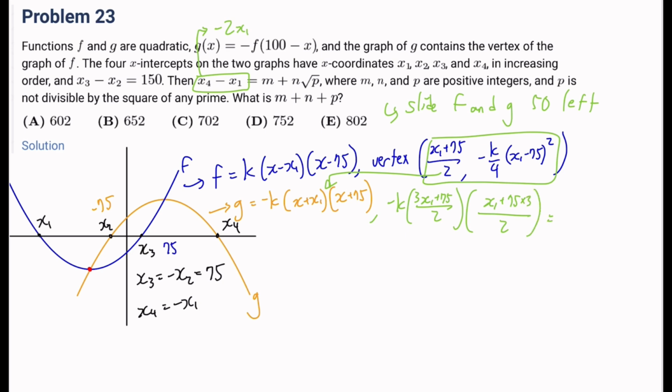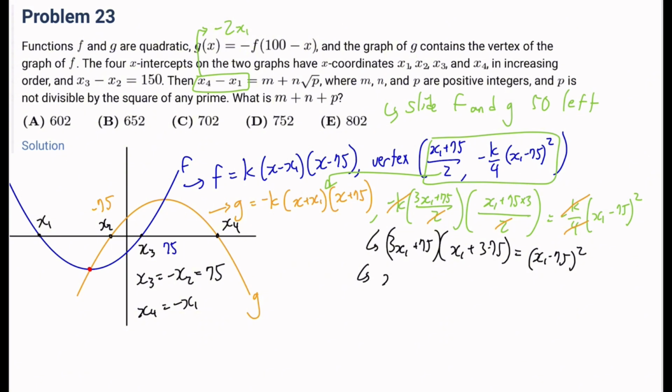And this equals minus k over 4 times x1 minus 75 squared, right? And so these two are going to cancel, and these 2 and 4 is also going to cancel. And so that leaves us with 3x1 plus 75 times x1 plus 3 times 75. This equals x1 minus 75 to the second power, right?